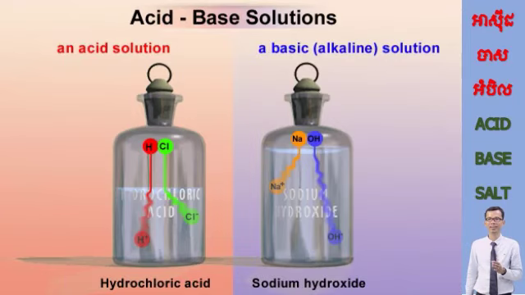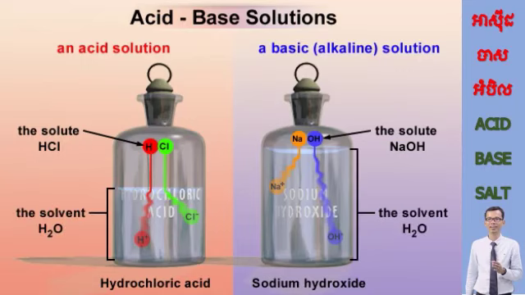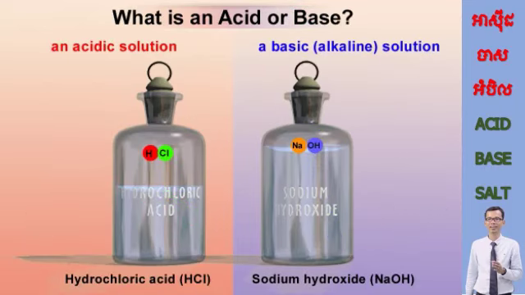Acid-base solutions are most commonly liquids. In a solution, one substance is usually considered to be dissolved in the other. The substance that is dissolved is called the solute. The substance that does the dissolving is called the solvent. This program will emphasize aqueous solutions of acids and bases. In an aqueous solution, the solvent is water.